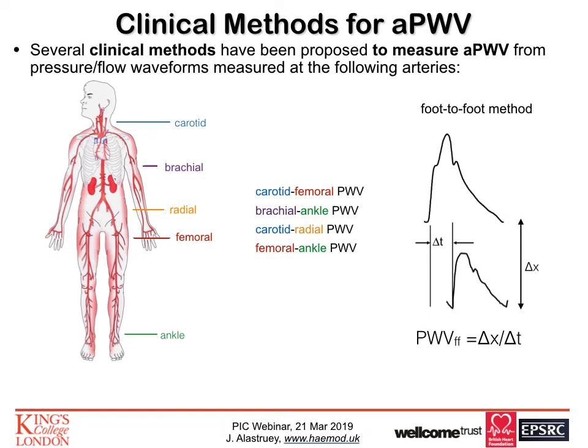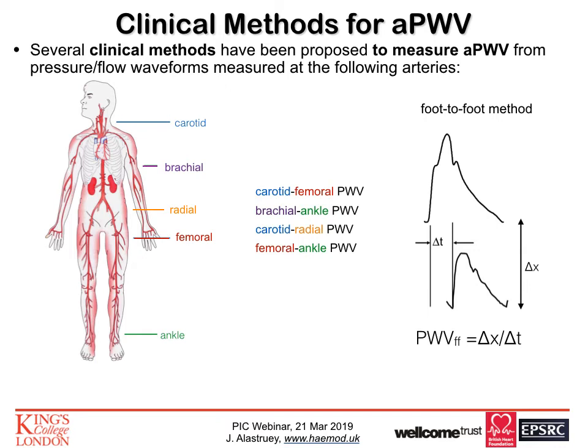Several clinical methods have been proposed to measure aortic pulse wave velocity from pressure and flow waveforms measured at the arterial sites shown in the sketch on the left. Typical combinations of waveforms are shown in the center. The sketch on the right illustrates the foot-to-foot method for estimating aortic pulse wave velocity using two pulse waveforms.